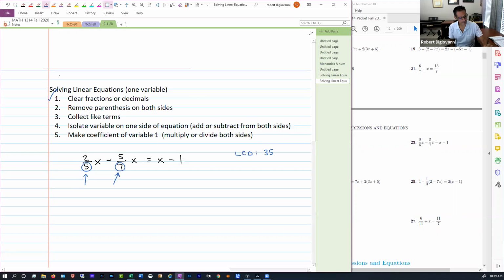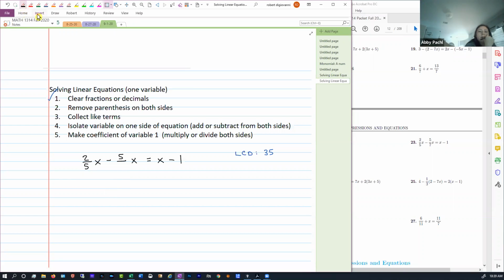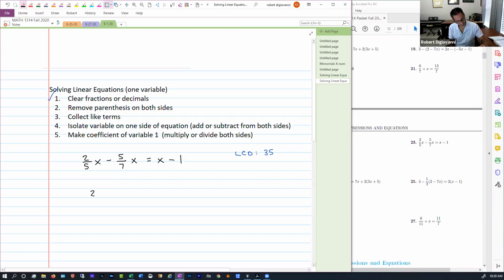So what I'm saying is this. We're going to take the original equation. I don't want to have to rewrite it. Nah, I'll rewrite it. We're going to take the original equation. Now that we have identified the LCD, we're going to take the whole left side and multiply it times 35. And then we're going to take the right side and also multiply that by 35. But notice my use of parentheses here.